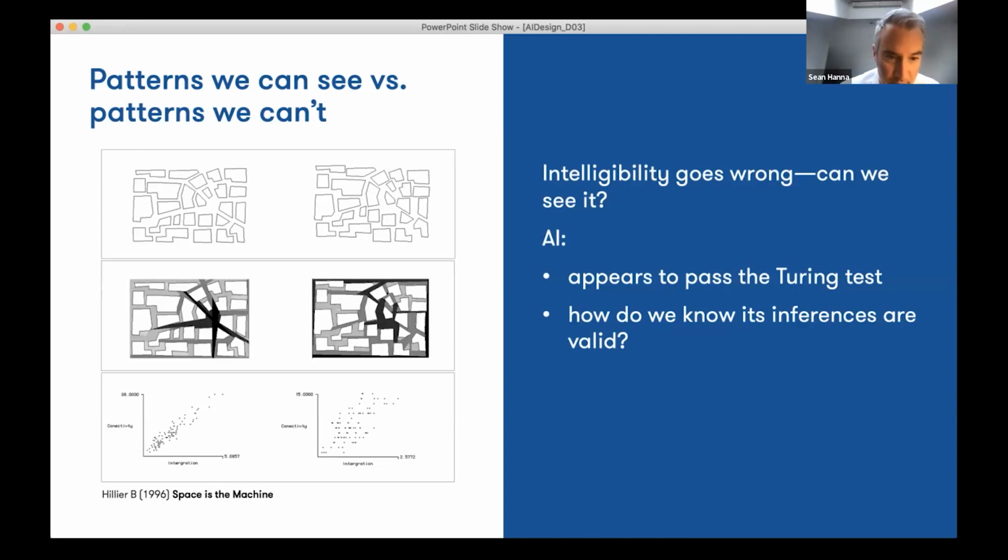And what you can see in the correlations down the bottom is that the local measure, in this case, the connectivity or degree of a graph, is very well correlated with the integration, the global measure, on the left, but it isn't on the right. The degree of that correlation is the degree of intelligibility. It's how much the local tells you about the global. But it's very difficult to see the difference. So if we're not aware of this correlation, how do we know what's valid?